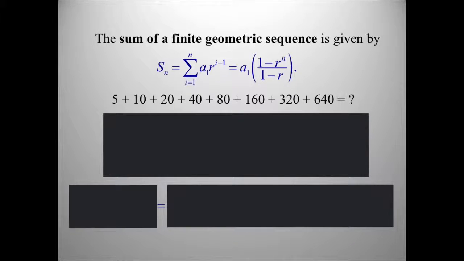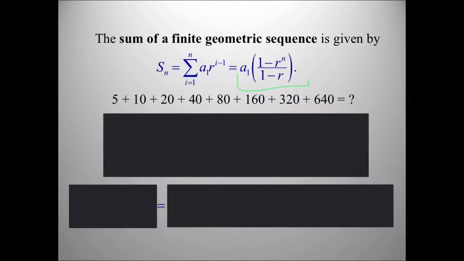For our formula, when we're finding the sum of the first n terms, our sigma notation here means we're going to be taking all the terms for a geometric sequence and adding them together. So the actual formula here is a sub 1 times 1 minus r to the n over 1 minus r. What that means is we need to know three different variables. We need to know what the first term is, we need to know what the common ratio is, and how many terms we are adding together.